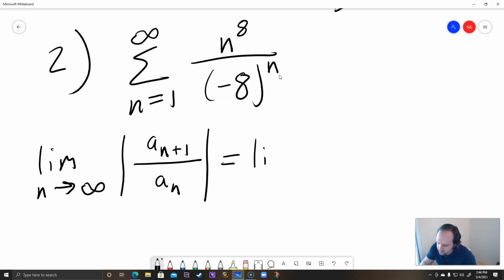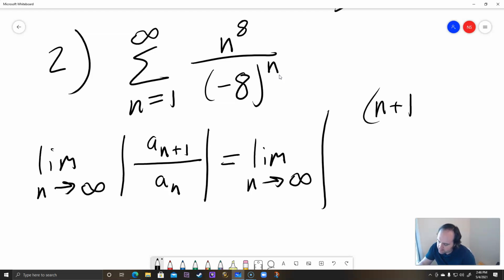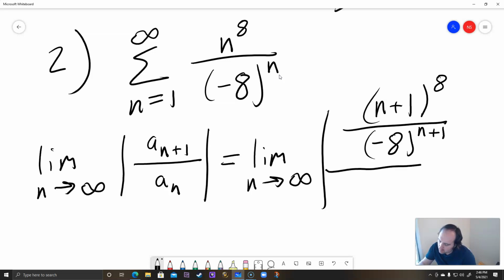So that's going to be the limit as n goes to infinity of the absolute value of n plus 1 to the 8th power over negative 8 to the n plus 1 power, all over n to the 8 over negative 8 to the n power.